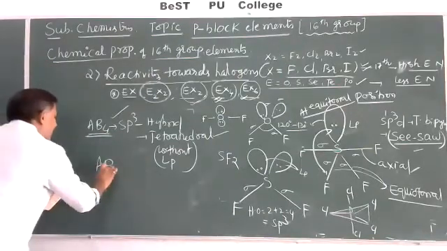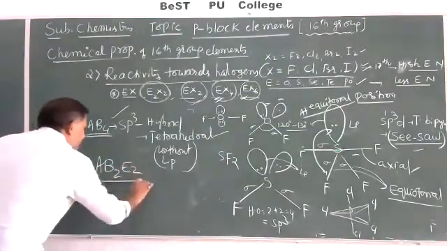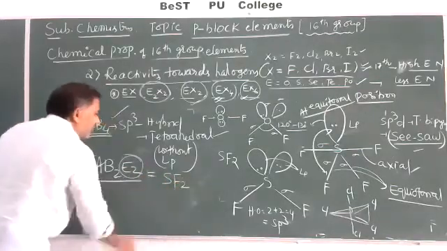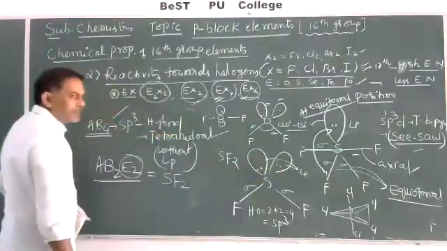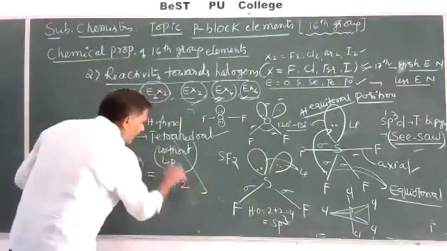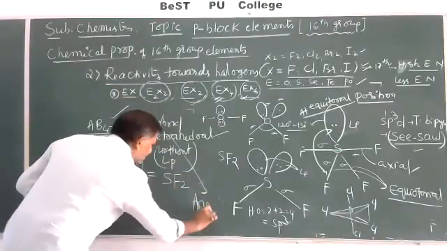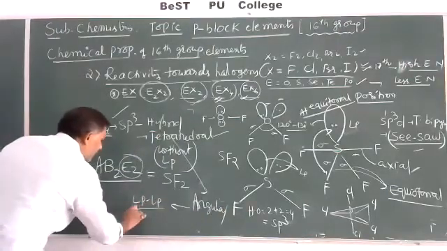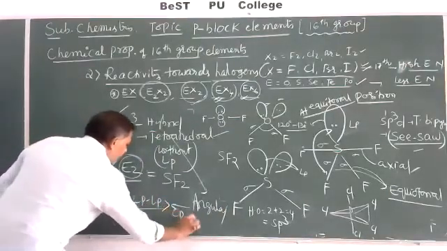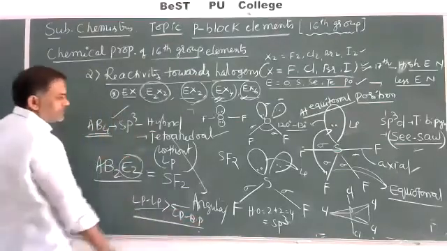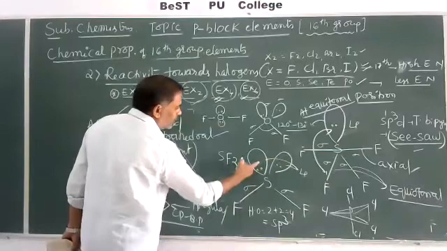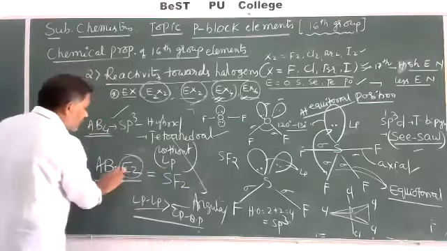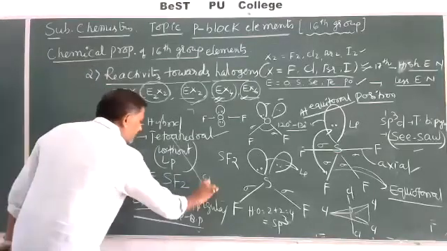Now, if it is the AB2E2 model, this means two lone pairs are there. That is SF2. Here it contains two lone pairs. Then its geometry changes from tetrahedral to an angular shape. That is due to lone pair-lone pair and lone pair-bond pair repulsions. Geometry also changes, even though in this type also it undergoes sp3 hybridization.